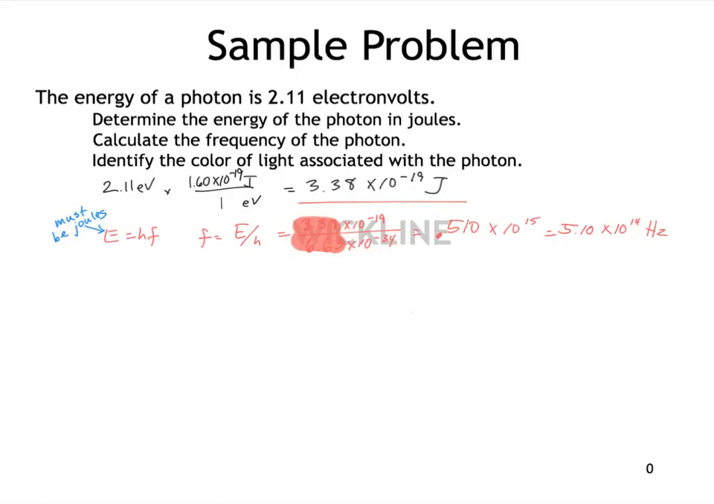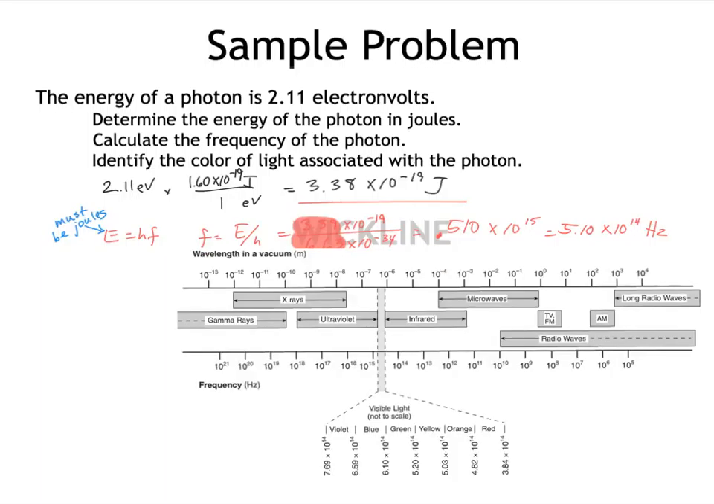Third step. Identify the color of light associated with the photon. Let's grab an electromagnetic spectrum real quick. So I found this one, and I just basically need to find this frequency on the spectrum. So let's see, 5.1 by 10 to the 14. Too low, too low, too low, close. I think it's going to be in this area somewhere between 5.03 and 5.20. So that's yellow.